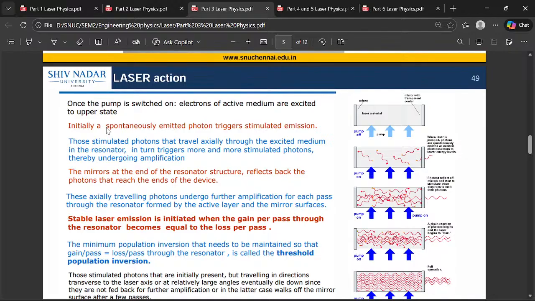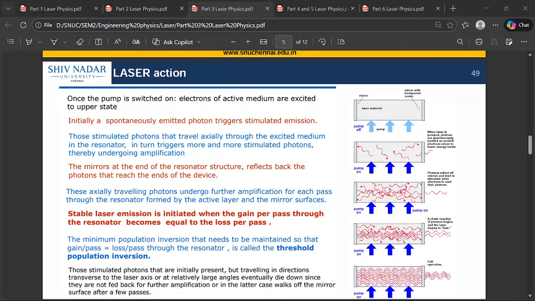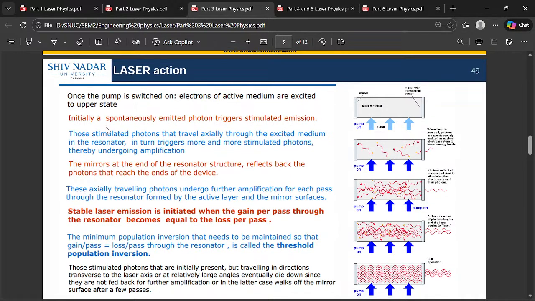Let's see how the lasing action works. Once the pump is switched on, the electrons in the active medium are excited to the upper level. Initially, a spontaneous emission of a photon is triggered immediately. Those stimulated photons travel axially through the excited medium.